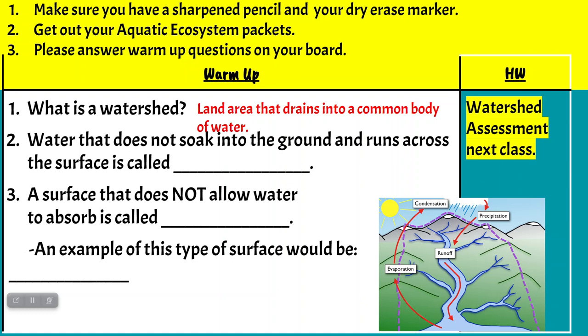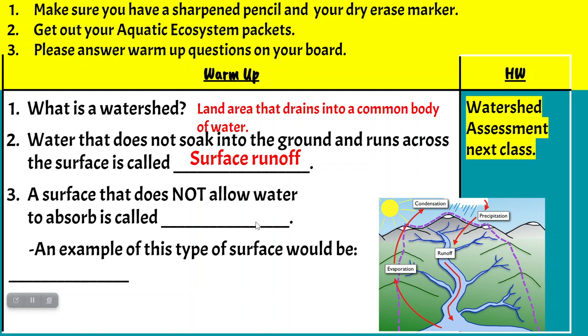What do we call water that does not soak into the ground and runs across the surface? We call that surface runoff. That is water that runs off of the surface, and it could be a grassy surface that's just not allowing the water to drain in very quickly, or it could be a road or something.